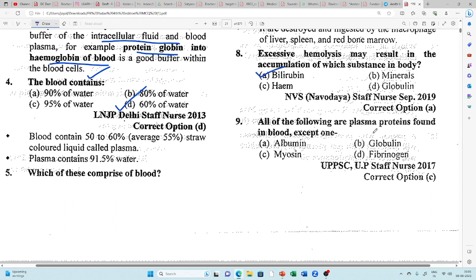Okay. Next question. All of the following are plasma proteins found in blood except one. What are the plasma proteins? Albumin is there, globulin is there, fibrinogen is there, but myosin is not a plasma protein. Myosin is not a plasma protein. It is present in muscles. Next question.